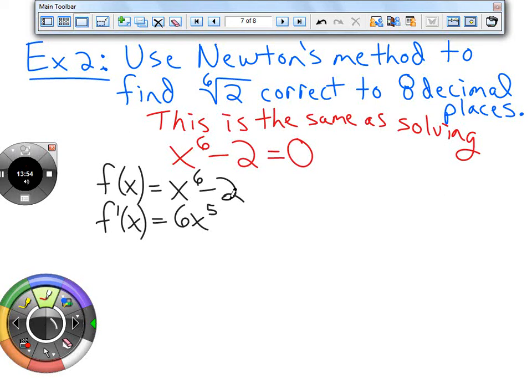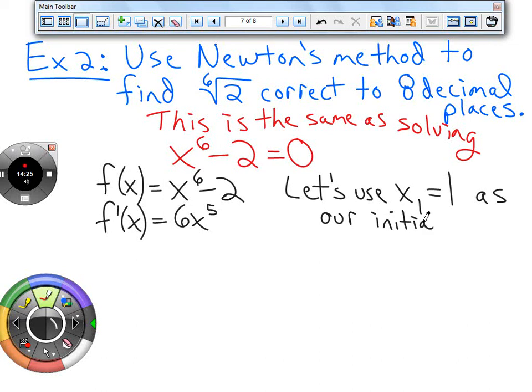How big do you think the 6th root of 2 is? We know the square root of 2 is 1 point something, so the 6th root of 2 is not going to be any bigger than that. So we're going to use 1 as our initial approximation. So let's use x sub 1 equals 1 as the initial approximation.